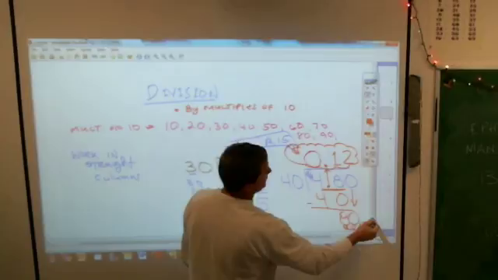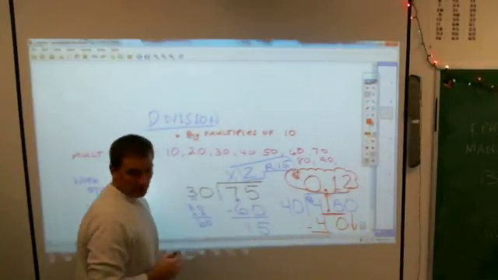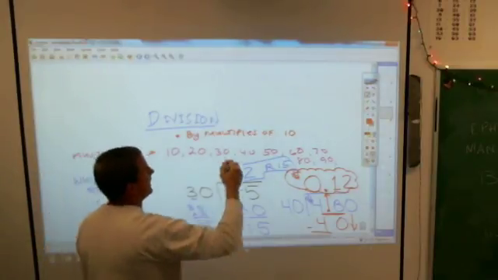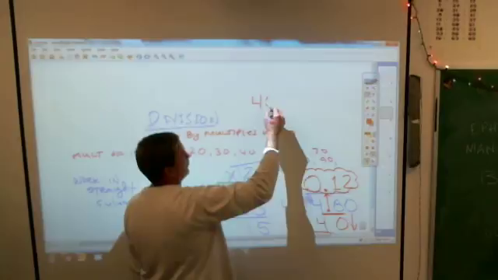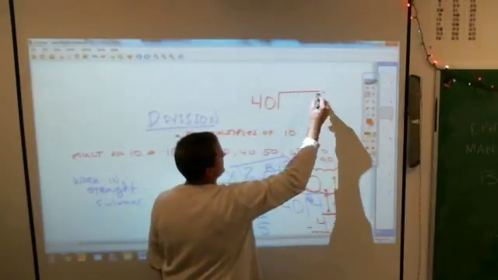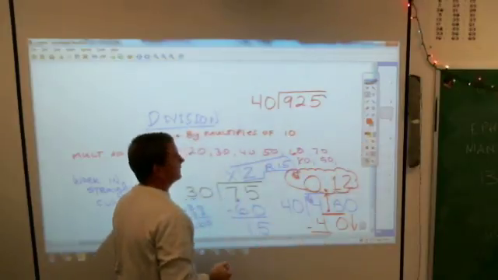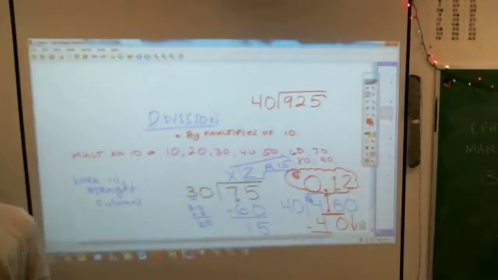I think I have some room up here. There it is. Let me give you one to try. Let's see if we got a handle on this. How about 40 into 925? 40 into 925. I'll give you a chance to do that. It's always good to try one here.